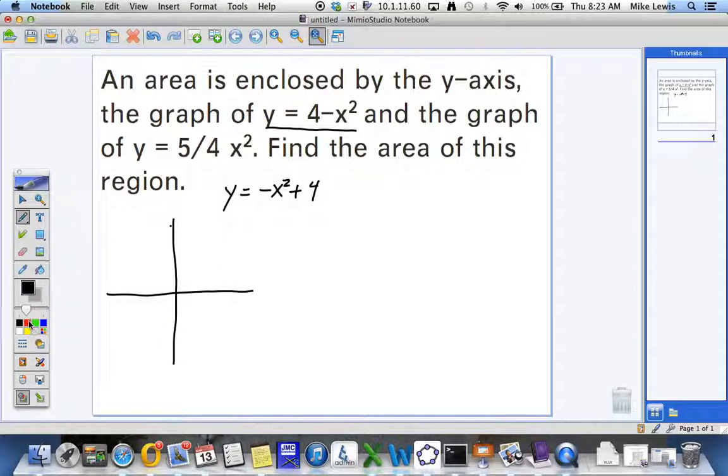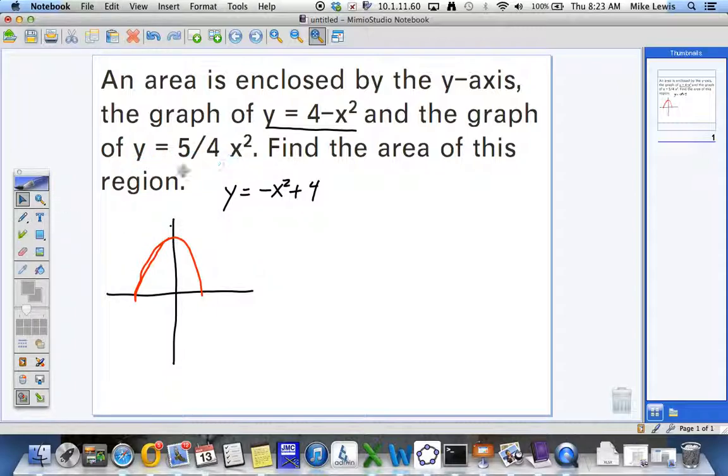So negative x squared would look something like this. The plus 4 then just shifts it up 4 units. And so this right here would be something like the graph of y equals negative x squared plus 4, or 4 minus x squared.